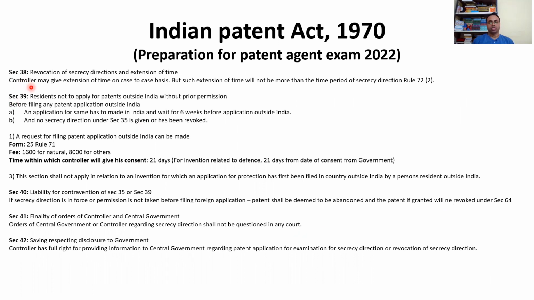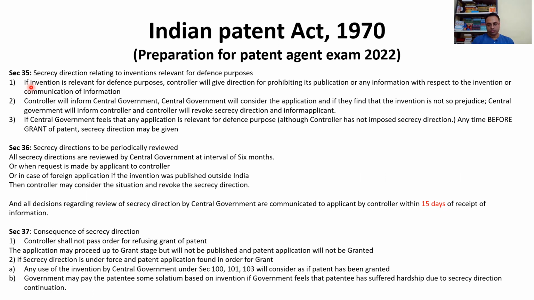Sir, I have a question. Yes, please. Section 37, clause 2A: any use of the invention by the central government under sections 100, 101, 103 will be considered as if the patent has been granted, and it can be used by the central government. So in that case, do they pay the patentee? Yes. This is what it says: if the central government is using it, then they will pay the patentee some amount. How much money they pay, I have no idea, but they will pay. Okay, sir. Thank you.